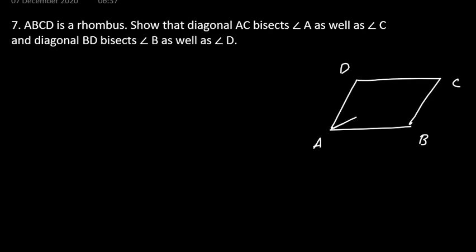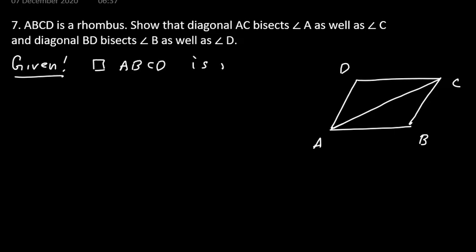We have to show that this diagonal AC bisects angle A as well as angle C. So let us first concentrate on this diagonal AC. We have to prove that BAC and DAC are equal. So here given, I will write given. So what is given? We have given that ABCD is a rhombus.